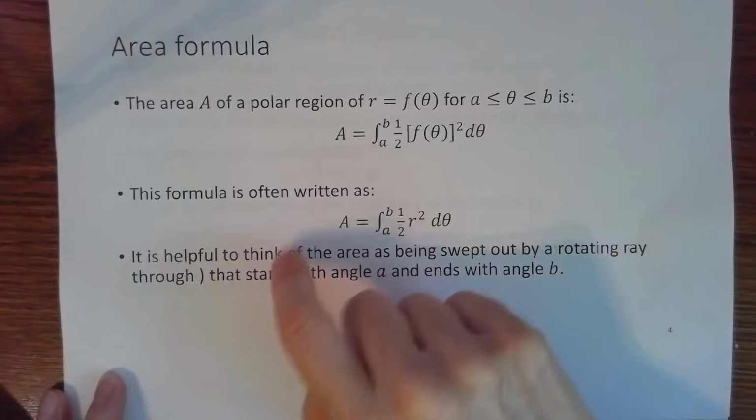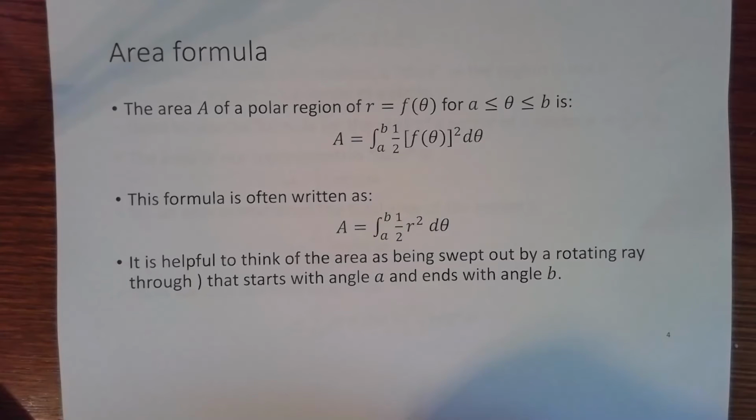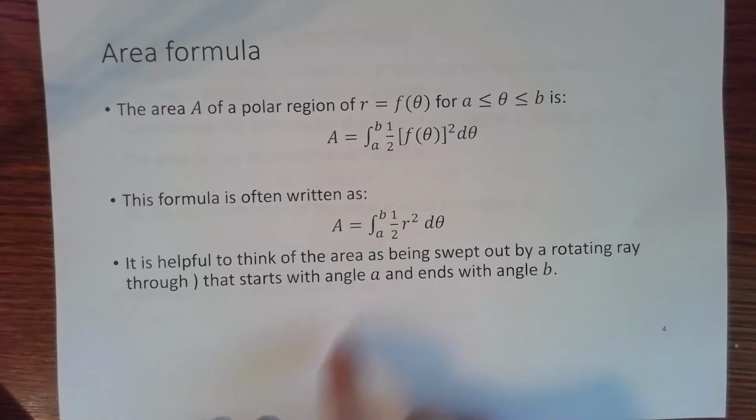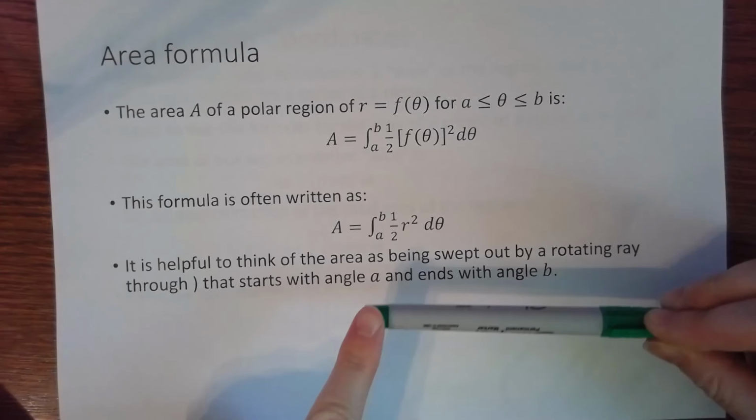And often, instead of writing f of theta, we'll use an r instead. So here we might write this as r squared instead. So the area is the integral from A to B of 1/2 r squared d theta. Okay. And so again, it's just helpful to think of the area as being swept out by a rotating ray. It starts at the first angle and then it rotates along to the second angle. Okay, so that is the area that we're finding.